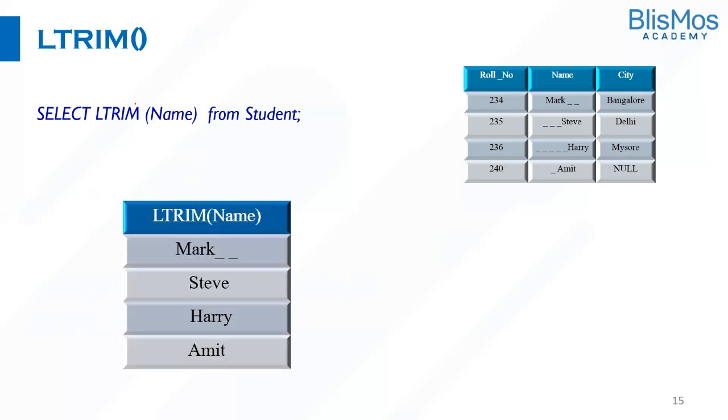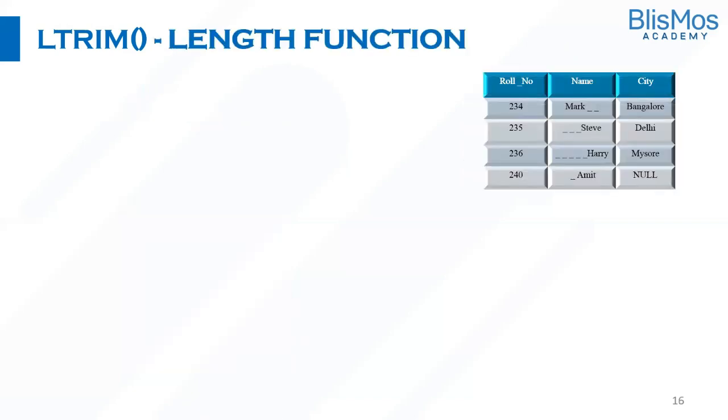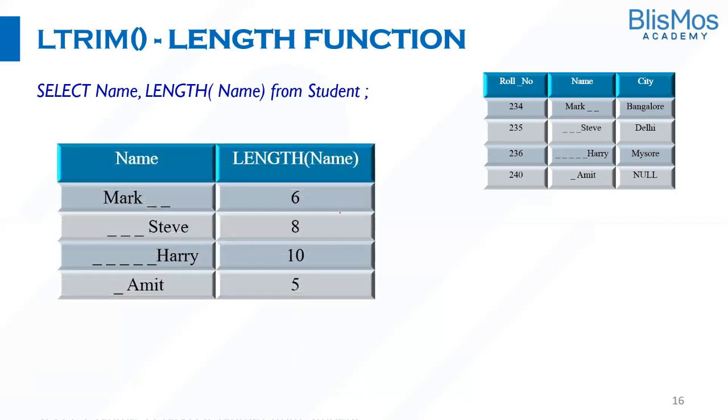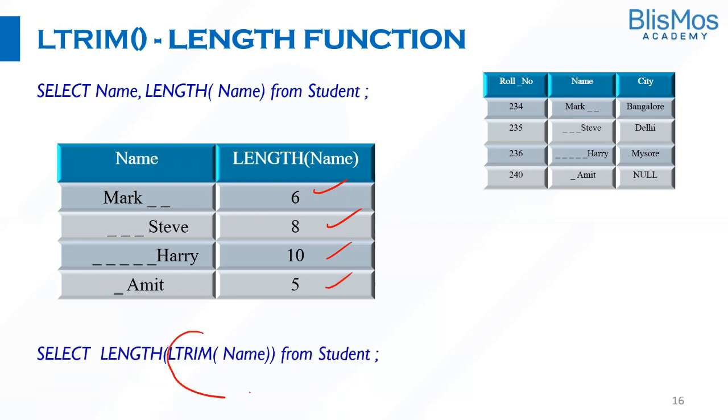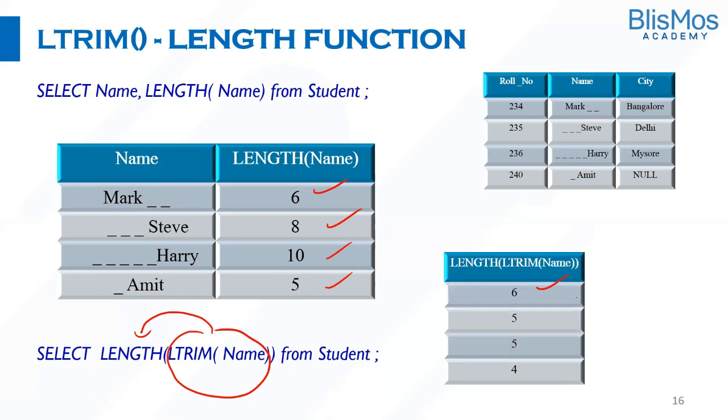You can use this function on a column in a table also. If you say LTrim on a name, what will happen is wherever the spaces are there on the left side of any of the values in this column, they will be removed and we'll get the strings without spaces on the left. On the right, it will be still there because we are doing a LTrim here. We can use the LTrim with length function on the column of a name. If I say length of a name from student before the LTrim, it is 6, 8, 10, and 5. After LTrim, and then if you take a length, we'll get the results as 6, 5, 5, 4.